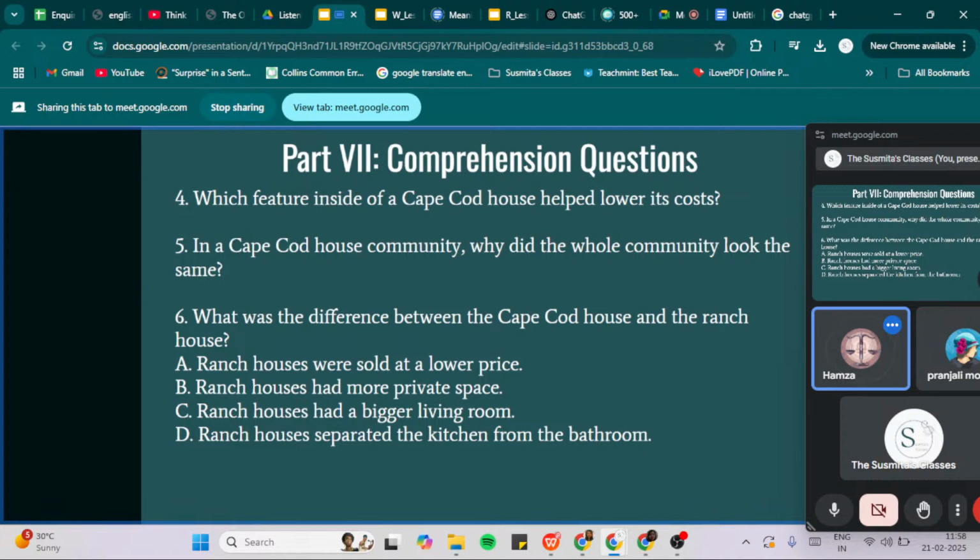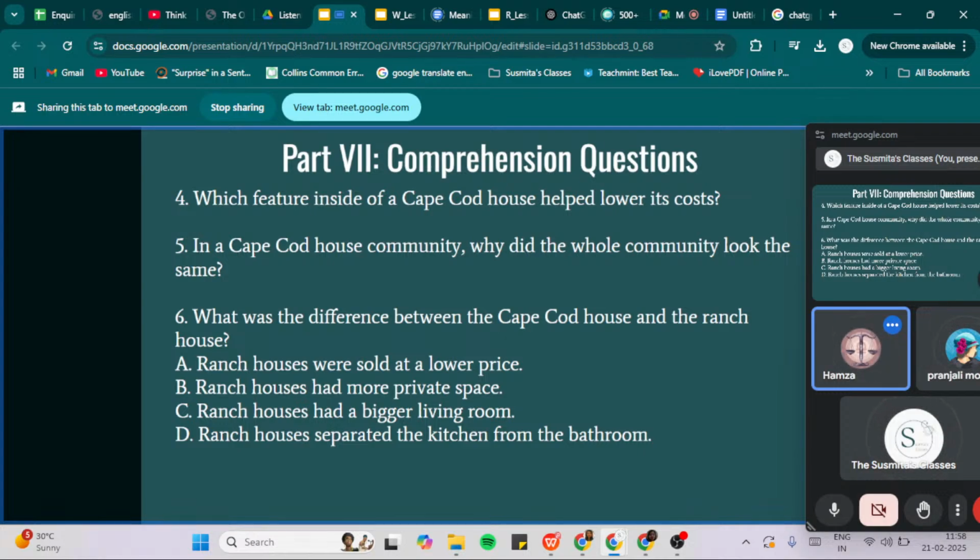D. Yes, ma'am. D. The answer is B. Ranch houses had more private space. But ma'am, how will we answer this question? Because we don't know. They have also not given that a ranch house separated the kitchen from the bathroom.